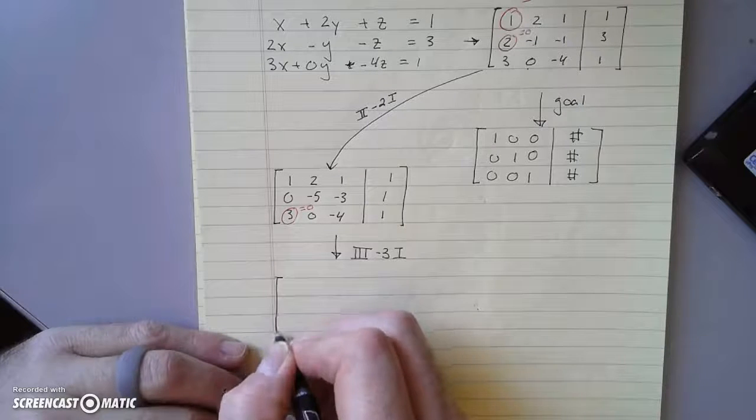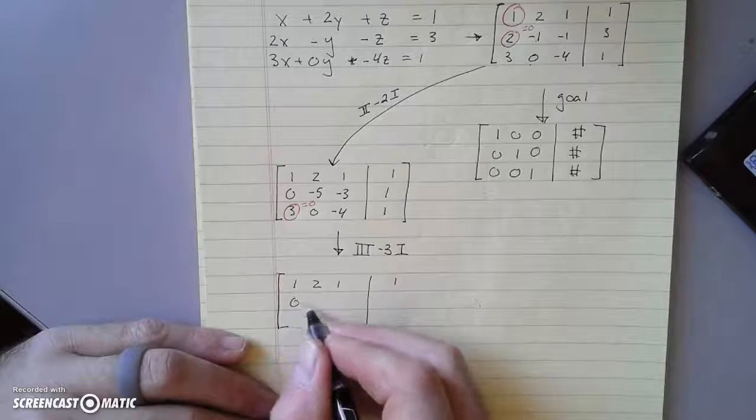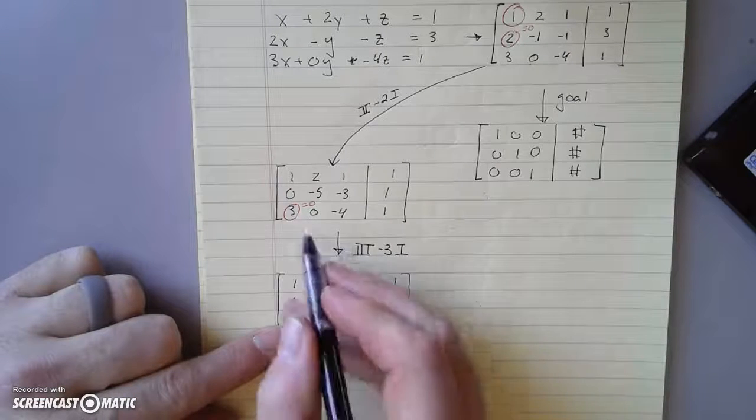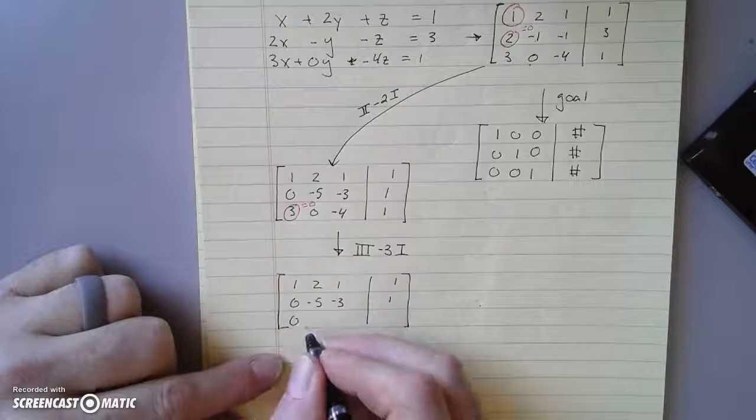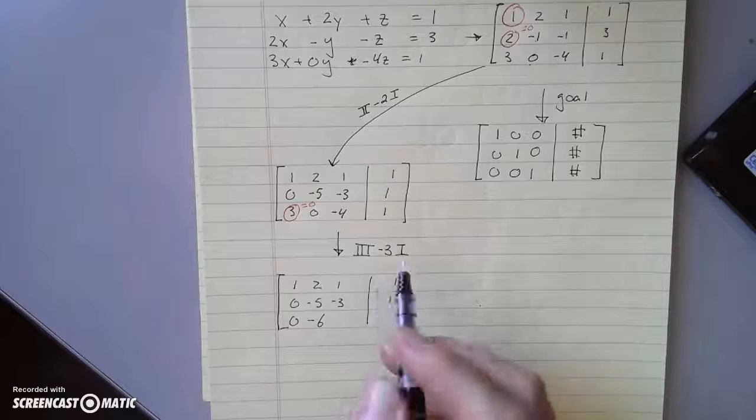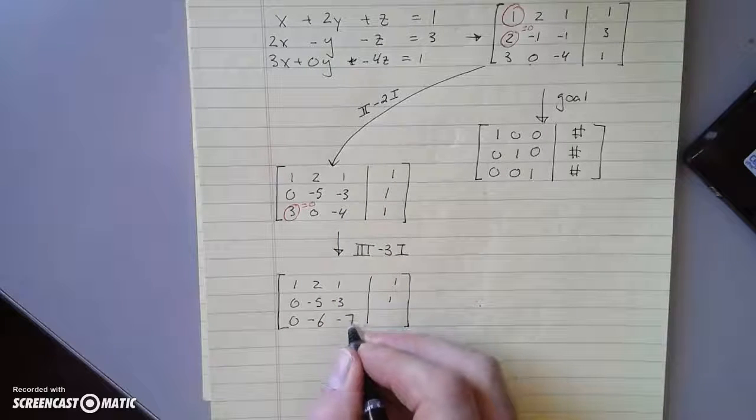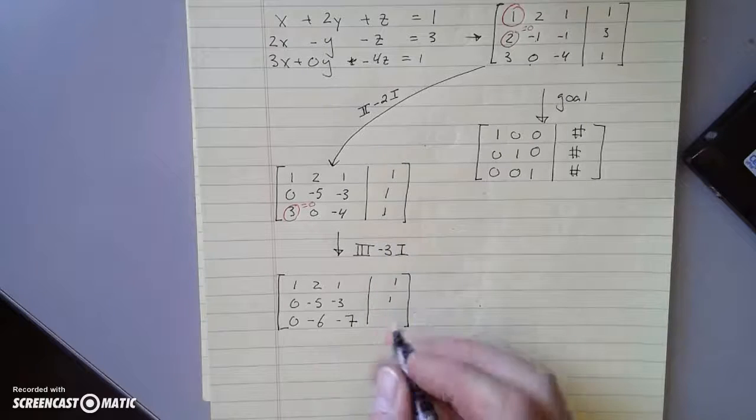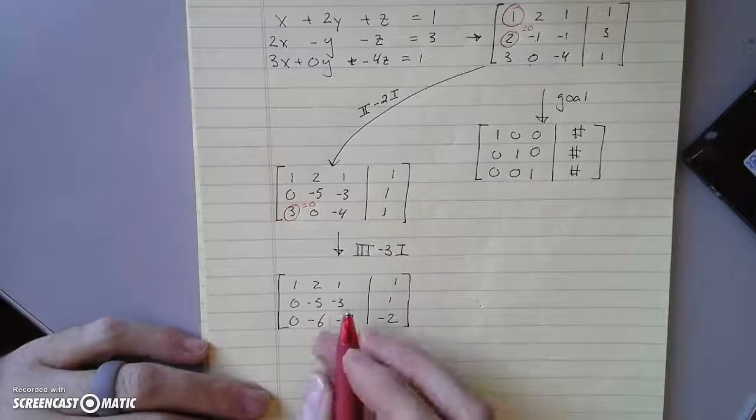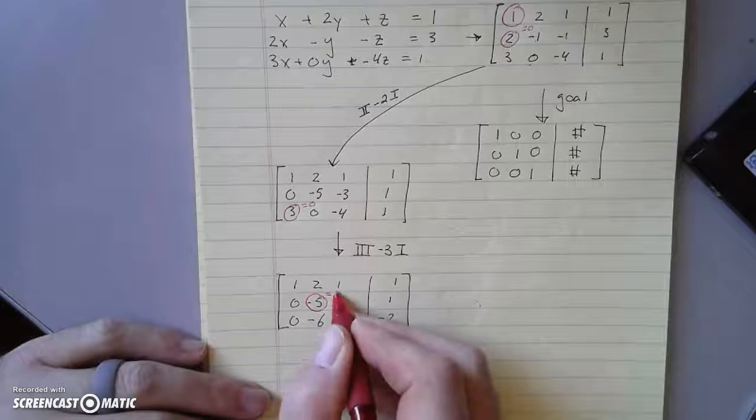So that doesn't change row 1. It doesn't change row 2. It does change row 3. 3 minus 3 is 0. 0 minus 6 is minus 6. And then minus 4 minus 3 is minus 7. And then 1 minus 3 is minus 2. Okay? All right. Now our next goal is to make this one equal to 1.